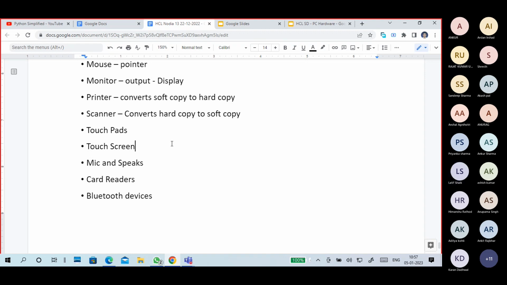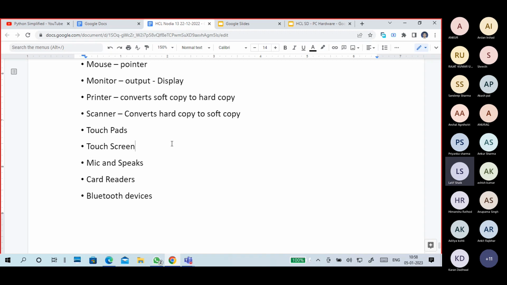Touch screens. Mic and speakers. Now you are able to listen because you are hearing the voice from the speaker. I am speaking, my voice is taken by the mic, then given to an audio chip for processing, and given to a processor. Then finally those processes happen, right? So the mic takes audio input, and the speaker gives you audio output.